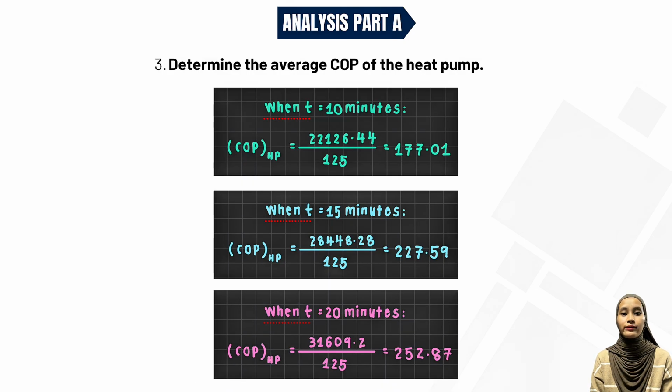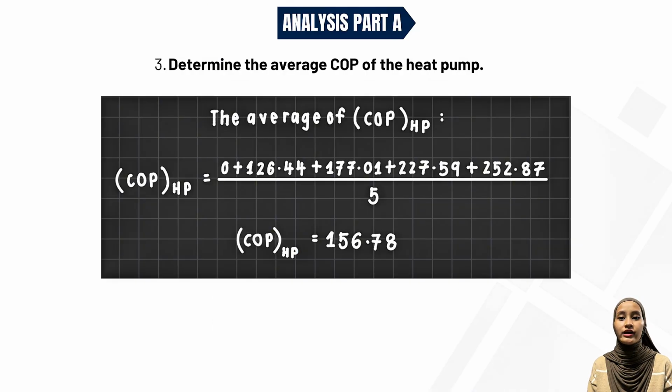When t is equal to 10 minutes, COP is 177.01. When t is equal to 15 minutes, COP is 227.59. And when t is equal to 20 minutes, COP is 252.87. In order to find the average COP of the heat pump, we will have to add 5 COP and then divide by 5. And the average COP will be 156.78.